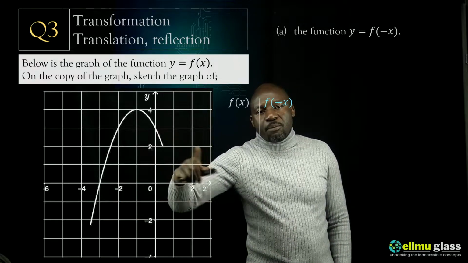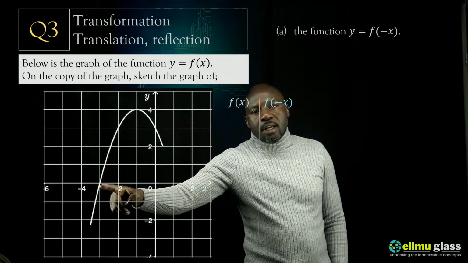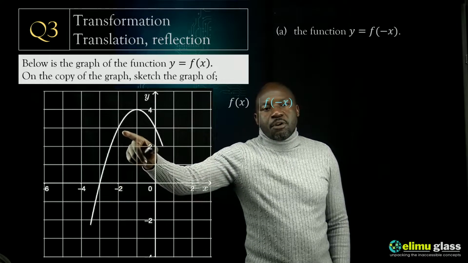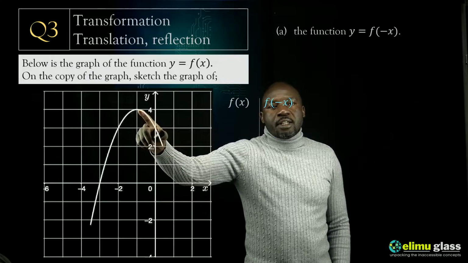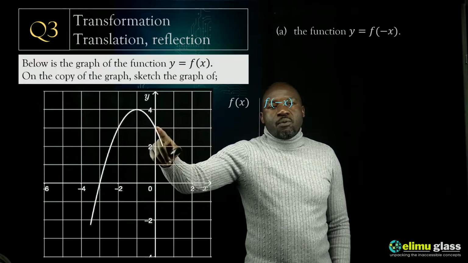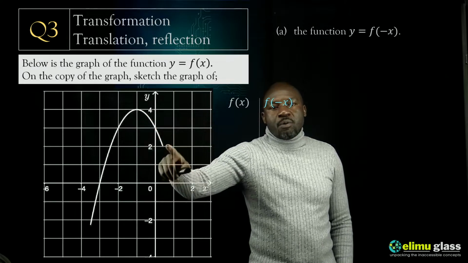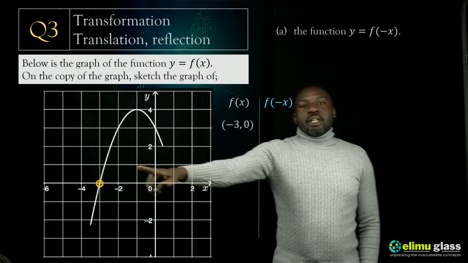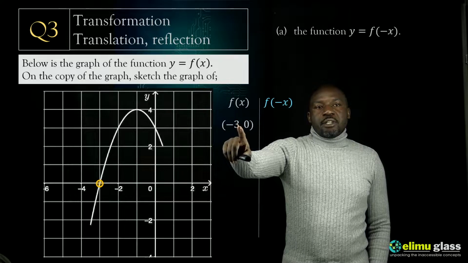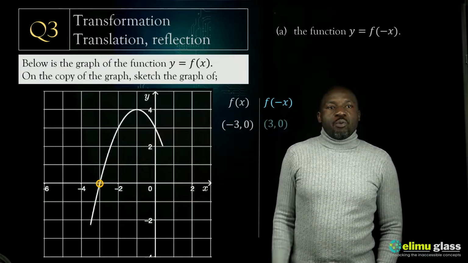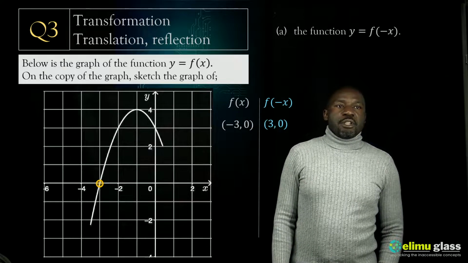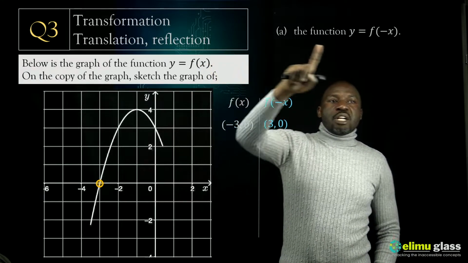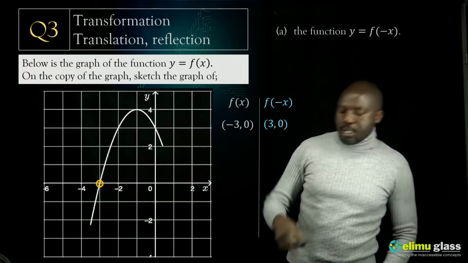So for f of x, we pick a few points. Other than the endpoints, we also pick points whose values we are sure of, like the point there, this point here, that vertex up there, and the y-intercept. We'll take that endpoint. The coordinate is minus 3, 0. If we reflect that, we should get 3, 0, because whatever the value of x was, it becomes negative of itself, right?